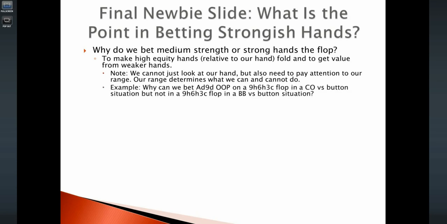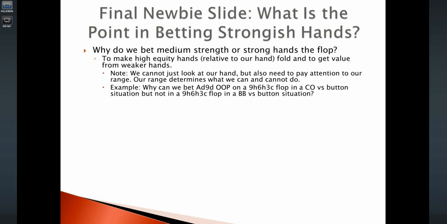So, example, why can we bet ace of diamonds, nine of diamonds out of position on a 9-6-3 flop in a cutoff versus button situation, but not in a 9-6-3 flop in a big blind versus button situation? So, in both cases, we have top pair, top kicker. Why can we probably bet one out of position, but not the other? Even though it's the same hand. Oh, before we go ahead, stop and think for a moment. Why can we bet one, but not the other?